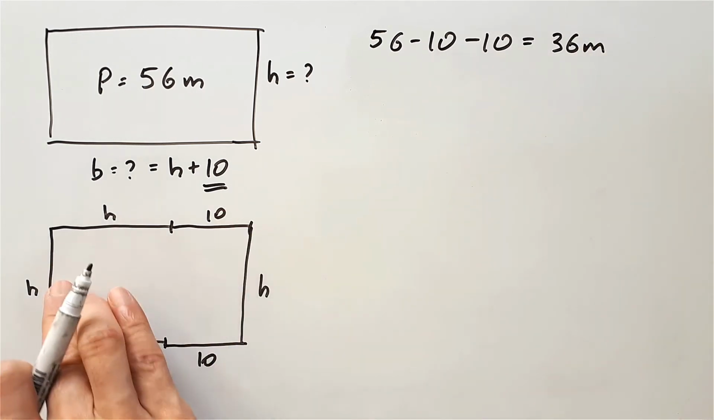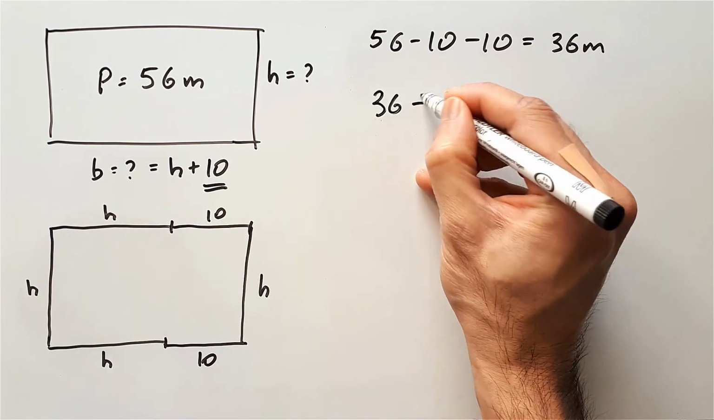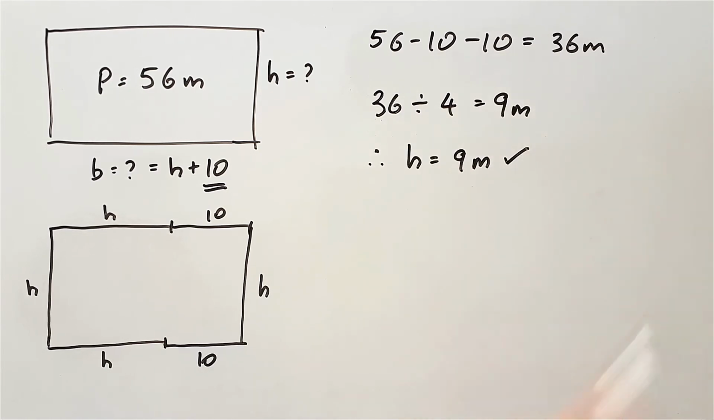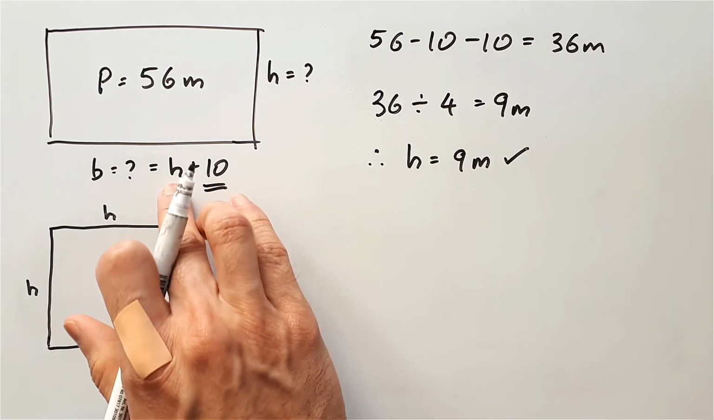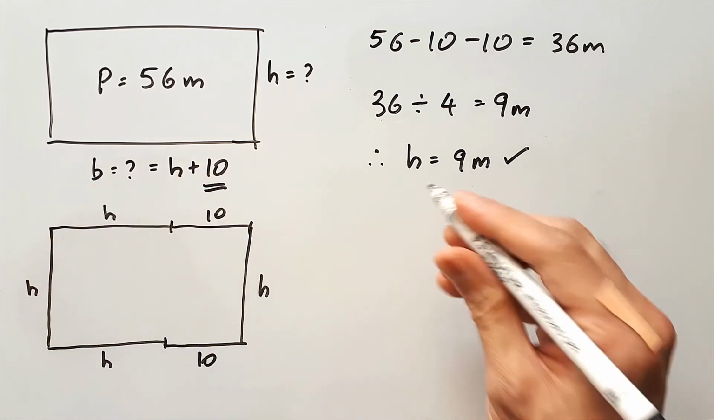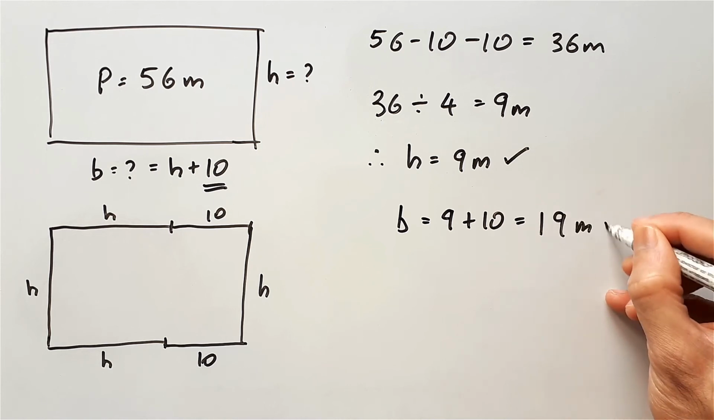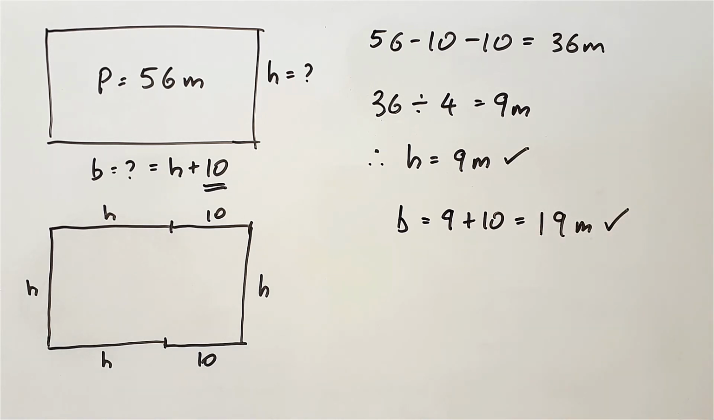and this is shared by 4 different h values. So take 36, divide by 4, which gives us 9, and that is our height, 9 meters. Plug that answer into the h plus 10 equation, and we will find that our base is 9 plus 10, which equals 19 meters. So the rectangle needs to be 19 by 9 meters.